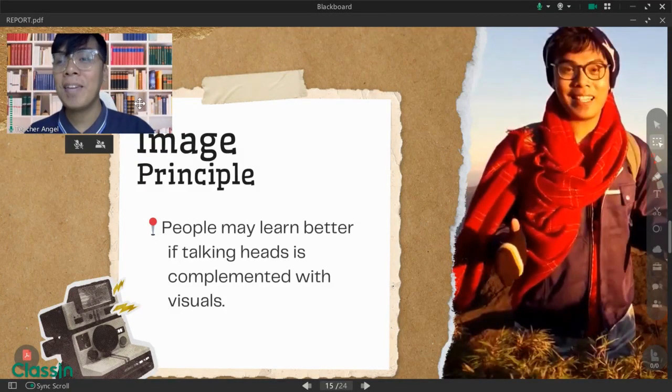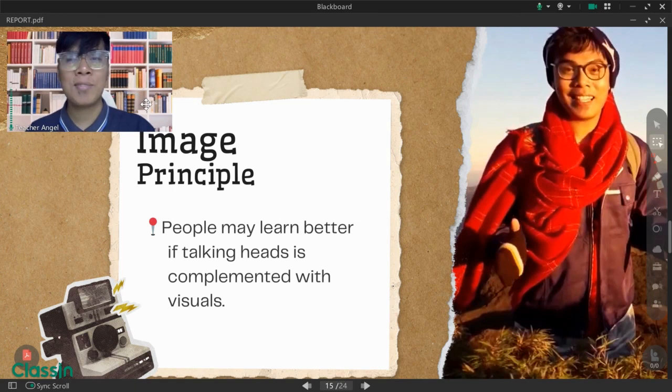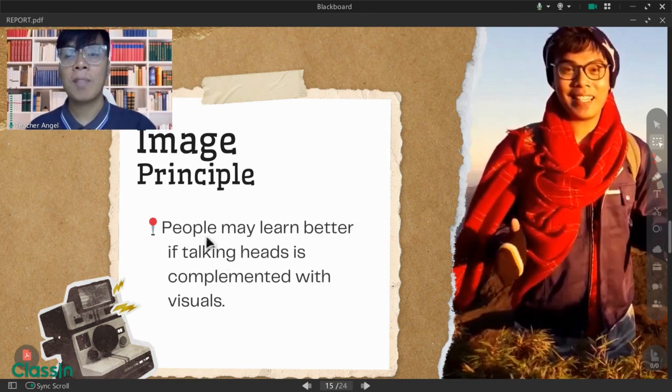Okay, what is the image principle? Okay, the image principle is really very easy to understand. It suggests that people may learn better if talking heads is complemented with visuals. Can you just imagine an entire, let's say for example, news show, TV Patrol, for example. They are not actually showing a lot of visuals. Okay, they're just showing Noli De Castro's talking face in the entire 30 minute or 1 hour program. Okay? That is tiring on the eyes of the audience. It's tiring for people to watch and they cannot actually connect all the information together. They don't have an entire picture of what is happening.